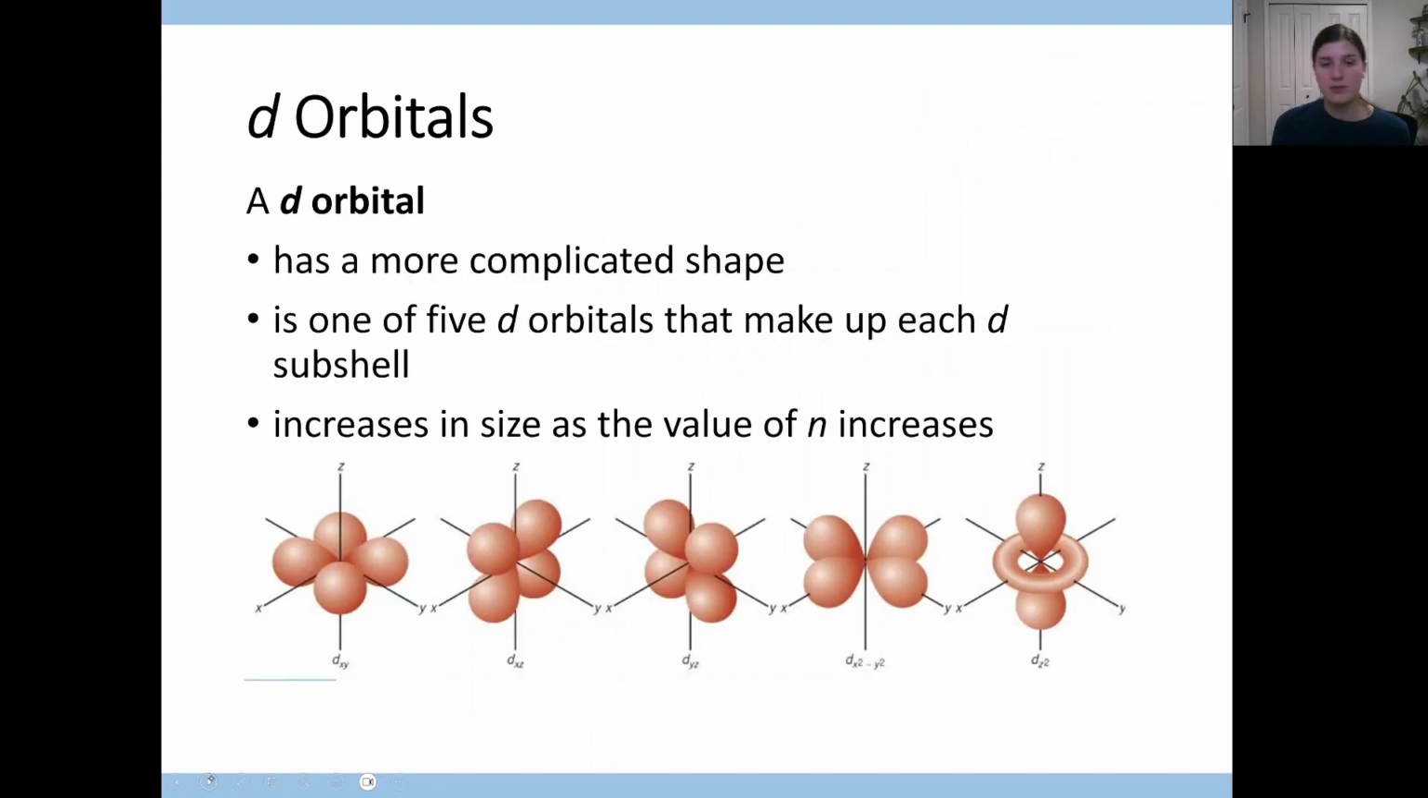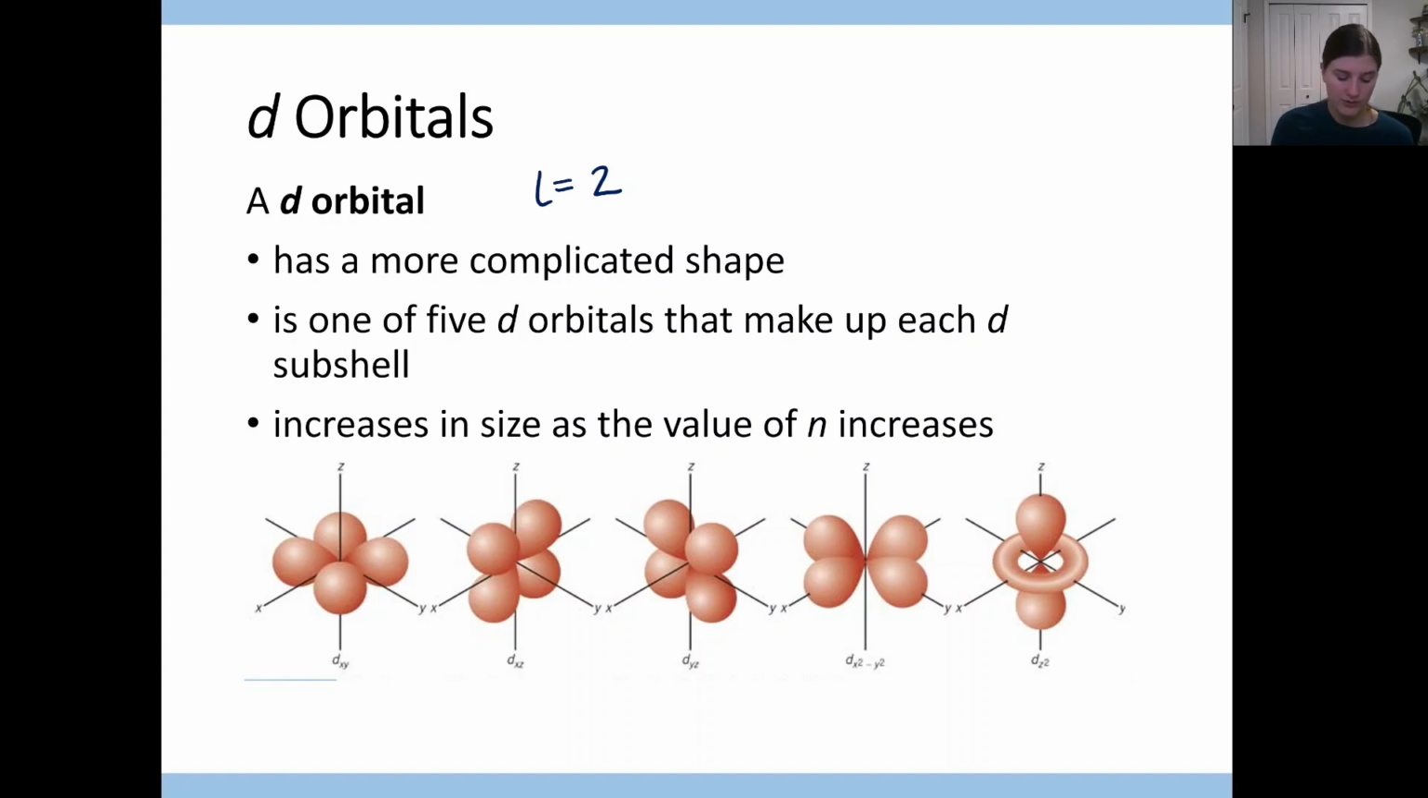All right, and then we have d orbitals, and this will be the most complicated that we talk about. These have a more complicated shape. We have 5 d orbitals that make up each d subshell. These again increase in size as the value of n increases, and this is when our secondary quantum number L equals 2. We're talking about a d orbital.